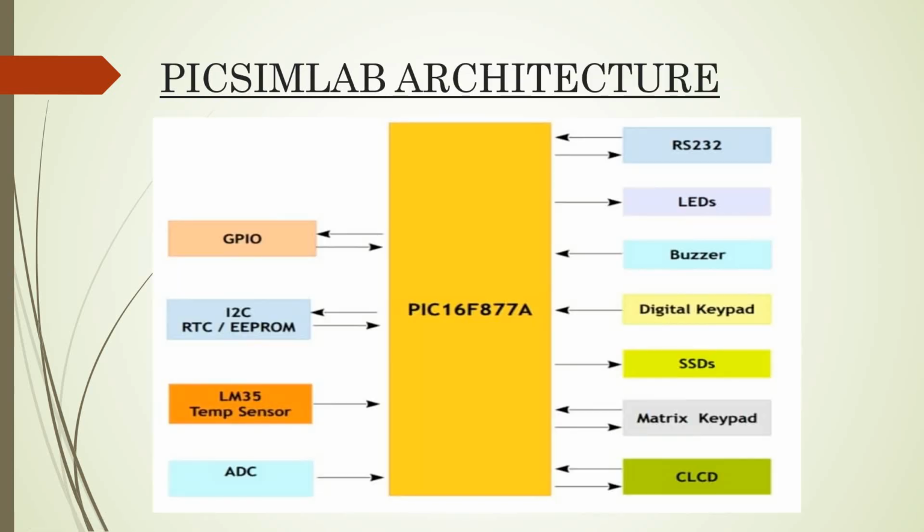The Pixim lab 16.8 architecture consists of a microcontroller named PIC 16F877A, an RS232 cable, LEDs, buzzers, digital keypads and SSDs, matrix keypad, clock, analog to digital converter, temperature sensor LM35, and EEPROM or RTCs or general purpose input output. Some of these act as input and output, and some give commands to the microcontroller. This can work both ways. It will receive the command from the PIC 16F877A, whereas the buzzer will trigger the microcontroller. LEDs act as an output.